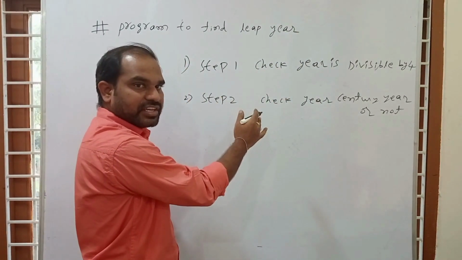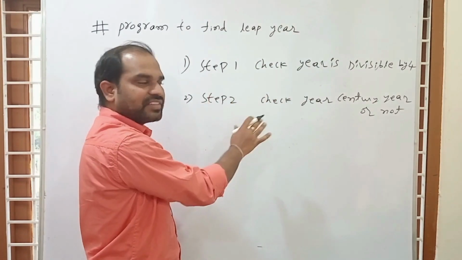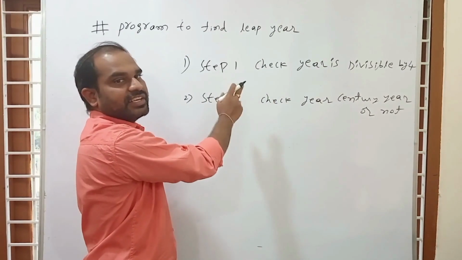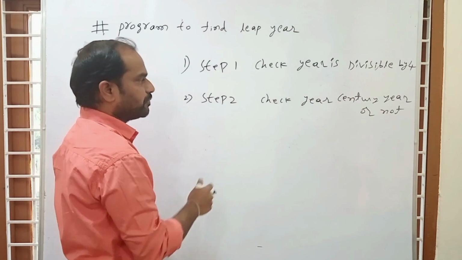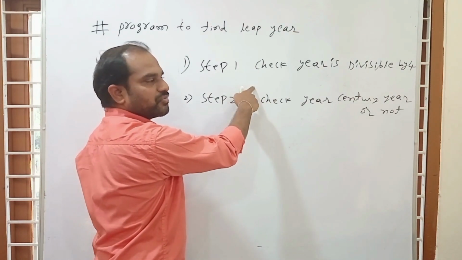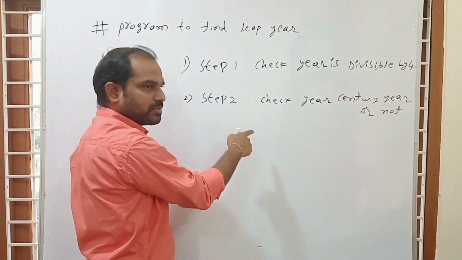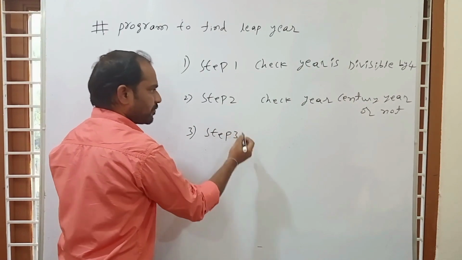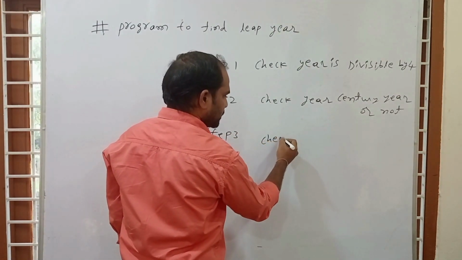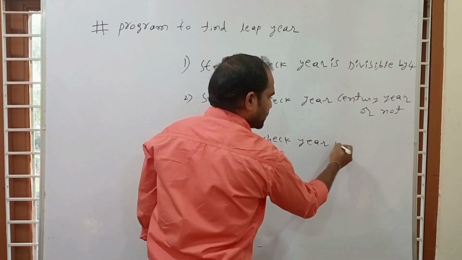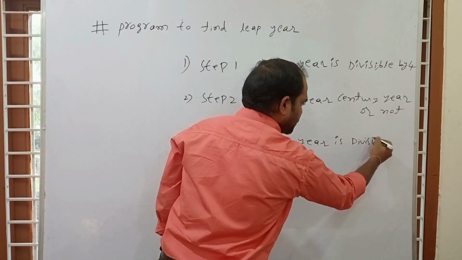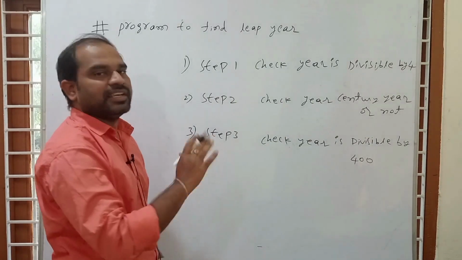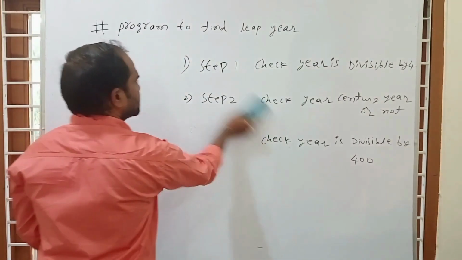In step 2, if it is not a century year and it is divisible by 4, we can say that year is a leap year. If it is not divisible by 4, straight away we can say that year is not a leap year. And if that year is divisible by 4 and it is a century year, meaning the year is divisible by 100, then in step 3, check whether the year is divisible by 400. Then you can conclude that the year is a leap year. Then we will implement it in the program.